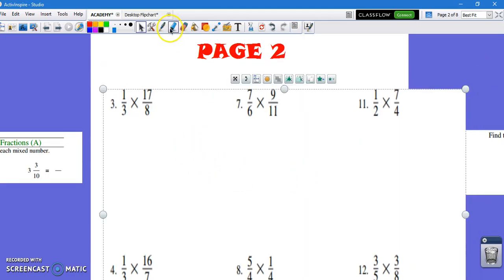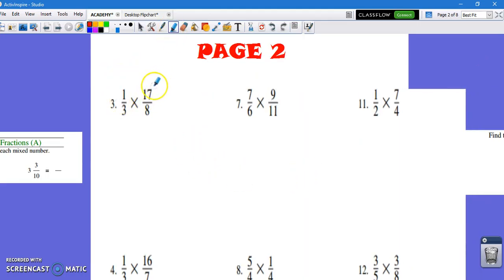So here we go. Remember, when multiplying fractions, I first like to see if I can reduce diagonally, so I will look this way. 3 and 17 are not multiples of each other.